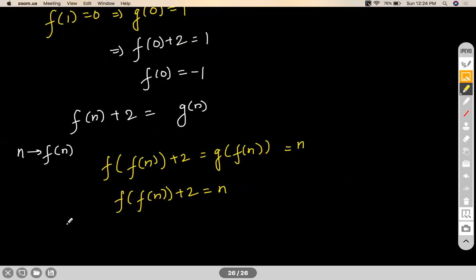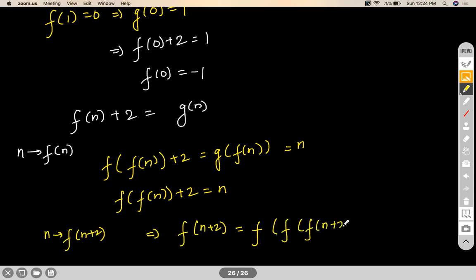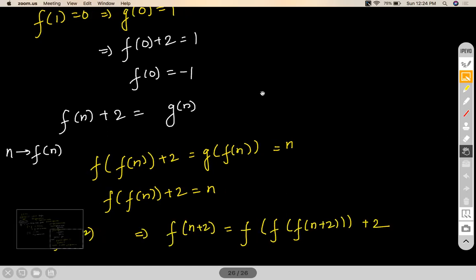Now replace your n here by f of n plus 2. So what will happen? F of n plus 2, I'm just writing the right side first. On the left side, you will get f of n plus 2 plus 2. Correct? Yes or no?